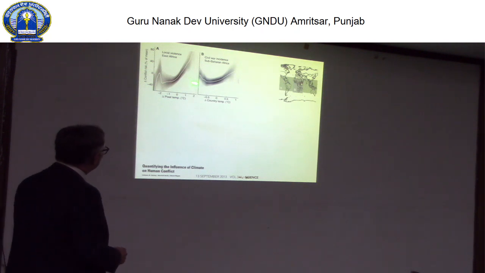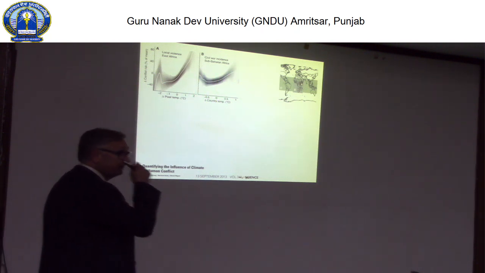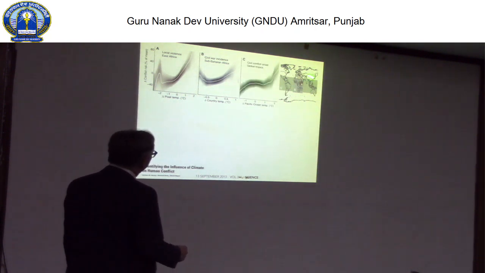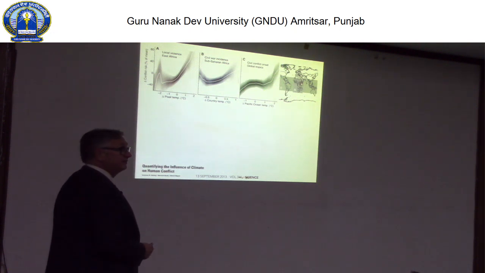How about civil war in sub-Saharan Africa? That's the blue region right here. Notice it's a different temperature scale, but you still see a significant increase in the probability of violence with increasing temperature. How about in the entire global tropics? Same relationship, increased violence with increased temperature.